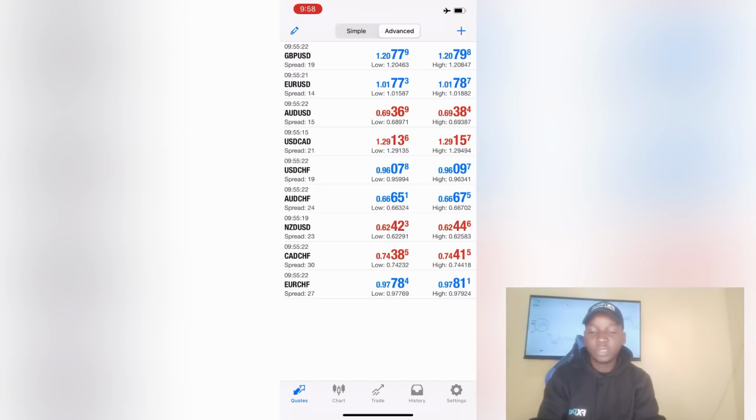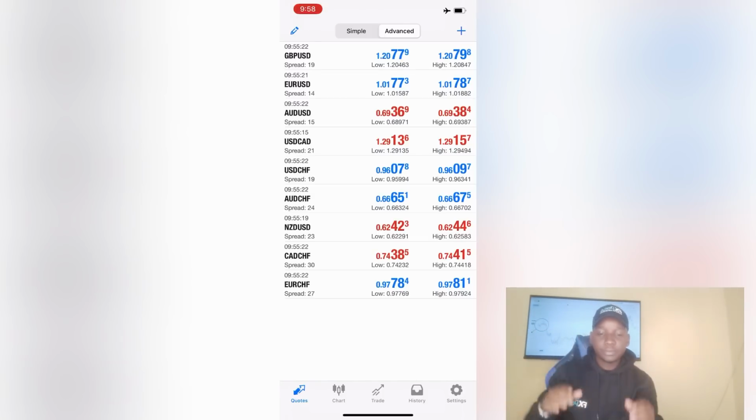On my screen, you can see I have GBP USD. This is the British pound and the dollar. So of course GBP USD is a major pair. We also have EUR USD, the European euro and the American dollar. That's a major pair. We have AUD USD, Australian dollar and the US dollar. Of course that is a major pair. We also have USD CAD. Now you can see the USD is now beginning the pair.